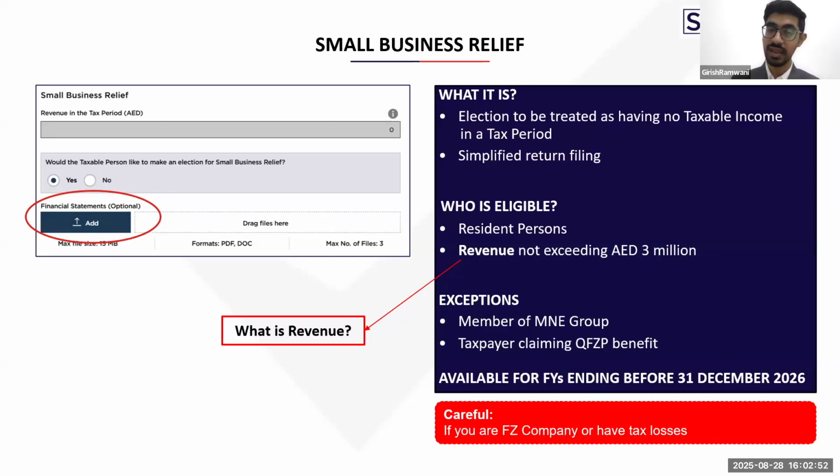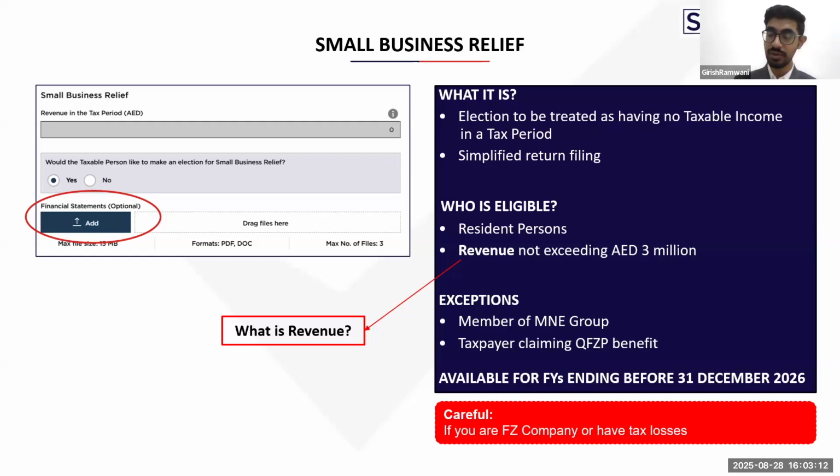The second thing is that the law says that since we are not going to tax your profits, we are also not going to allow you to carry forward the tax losses. So if you have tax losses, you need to rethink whether you actually want to take small business relief and forego your losses. You need to do the cost benefit analysis and only make the election accordingly.